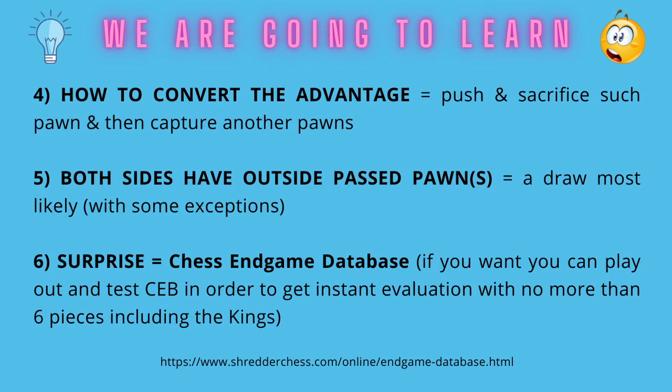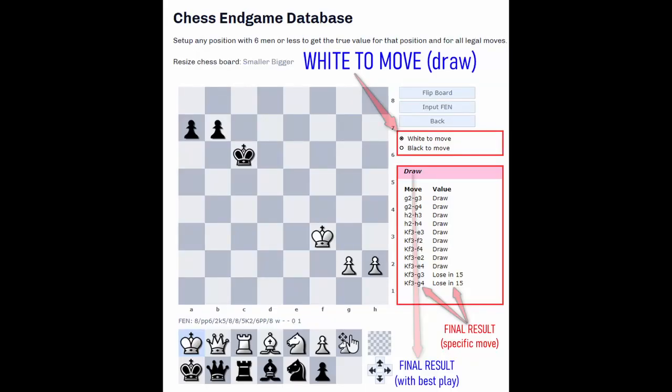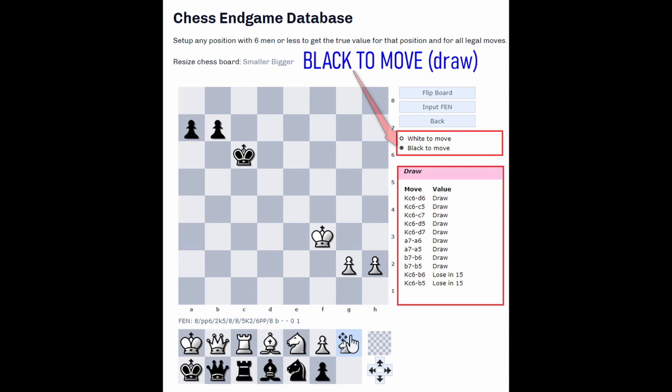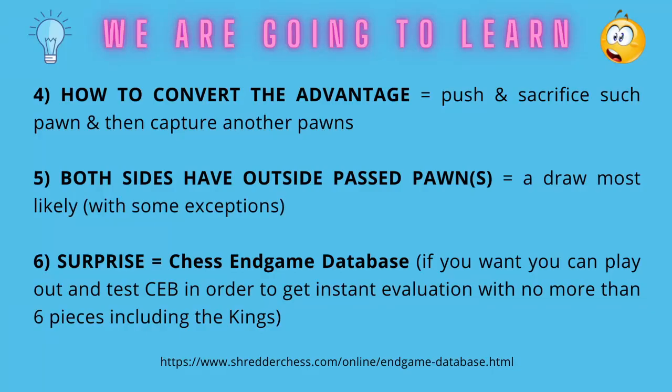Another thing I would like to explain is how to convert the advantage. Actually, it's a pretty simple and natural process in your mind. And the next one will be what happens if both sides have the outside passed pawn, because this could be a little bit difficult for you to figure out by yourself, but I'll help you and give you a great idea to make a little surprise. The surprise I'll explain at a later stage. And now let's get into the examples and the explanation, expanding our understanding of the outside passed pawn.